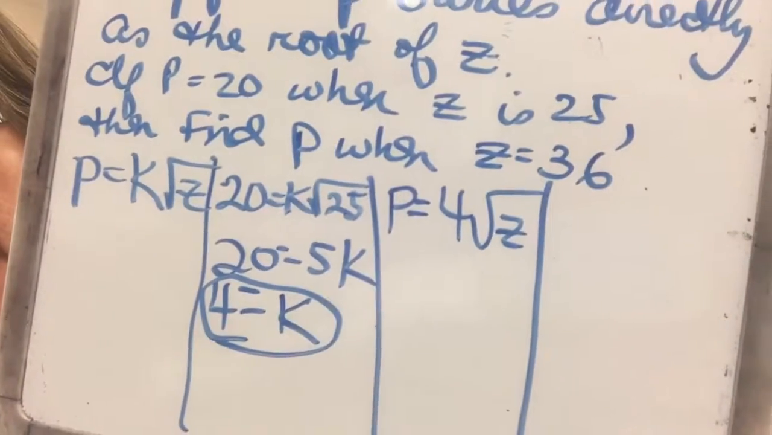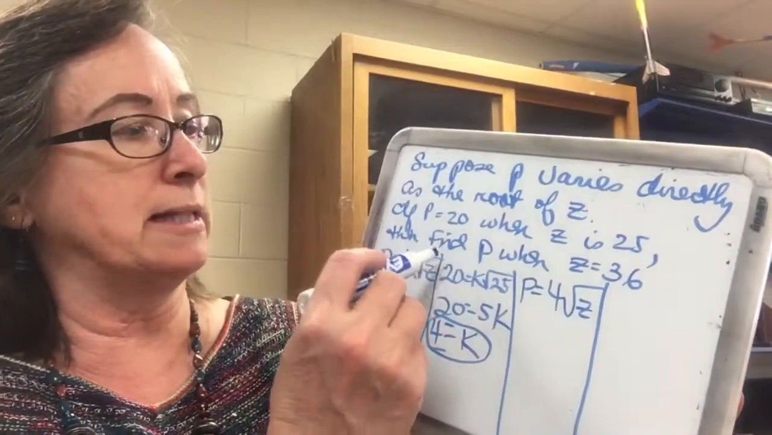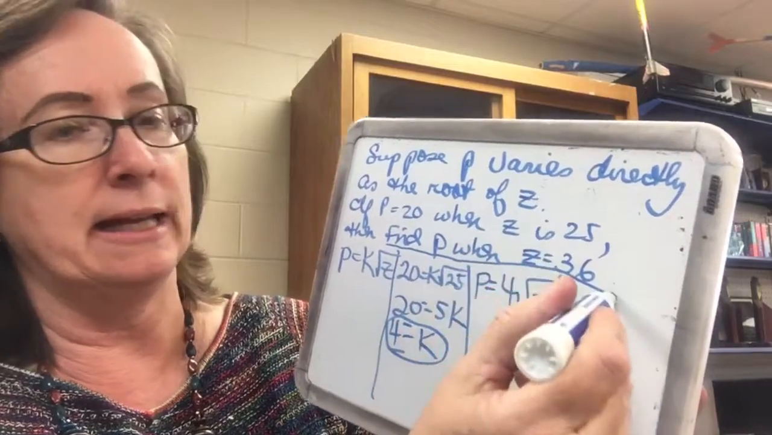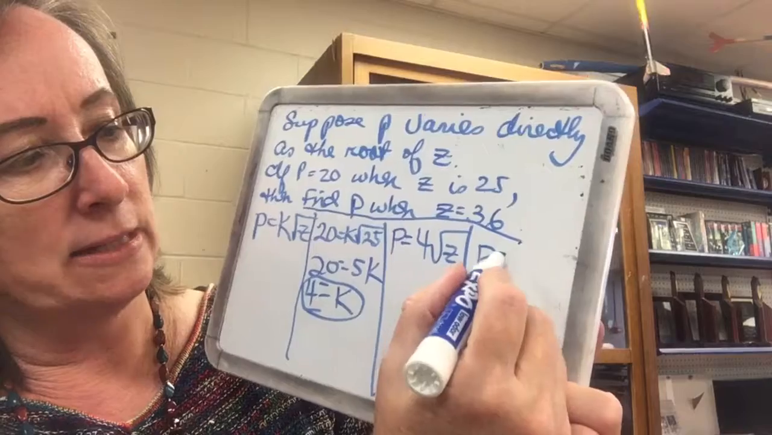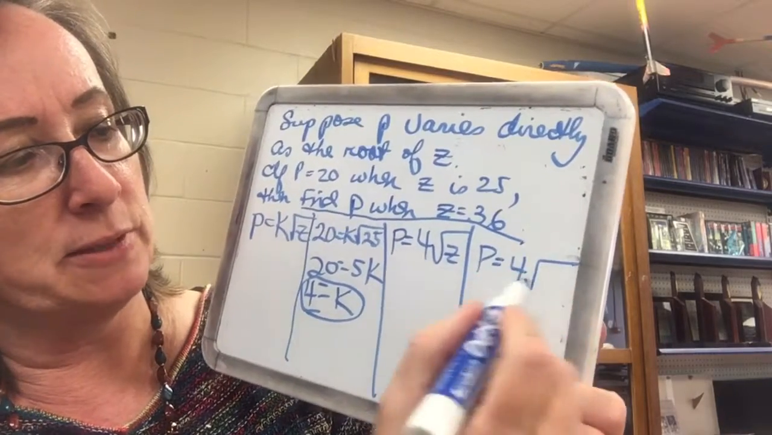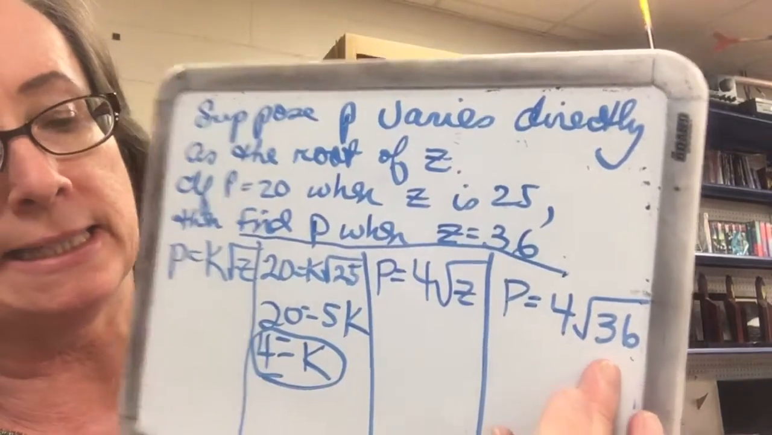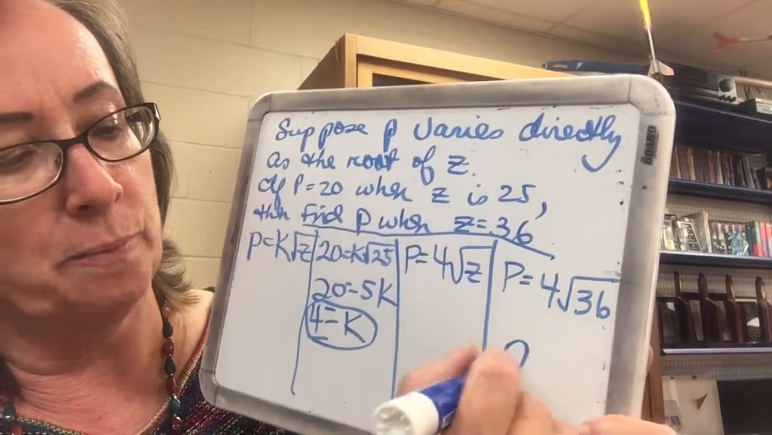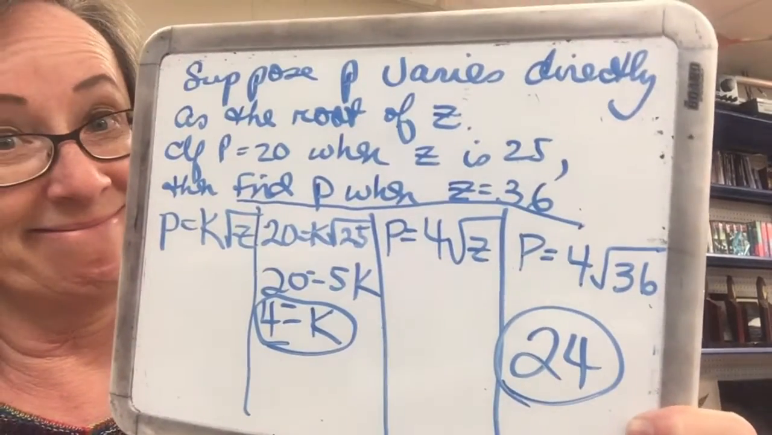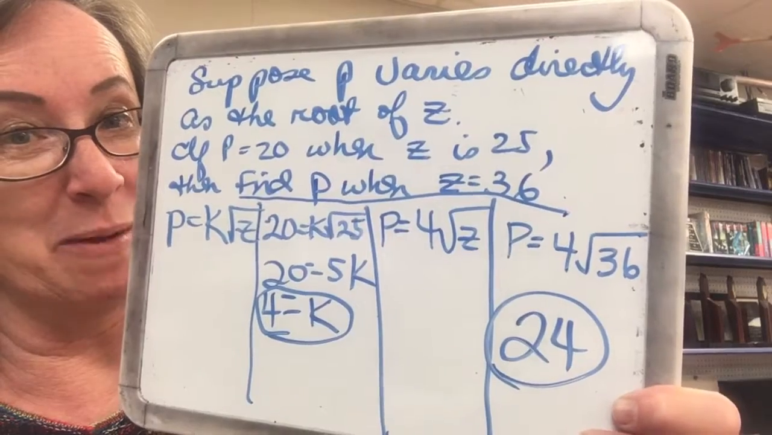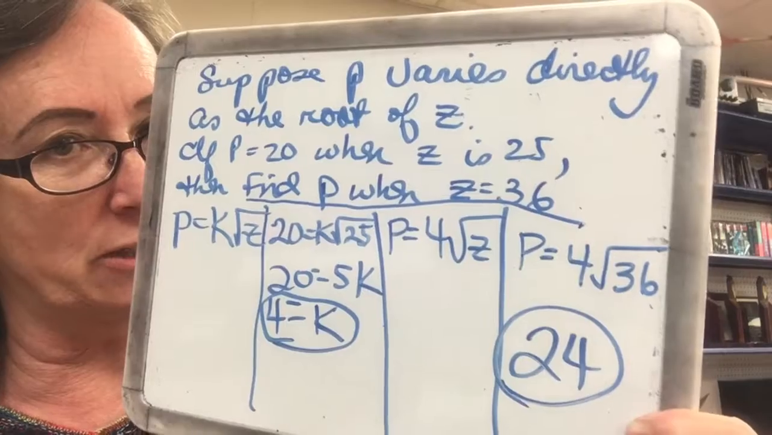And lastly, I use my new equation to answer a question. The question was, find p when z is 36. So p is 4, and then I'm going to substitute in z is 36. The square root of 36 is 6 times 4, so p would be 24. Not much to it, is there? Remember your 4 steps, they work no matter which type of variation we are doing.